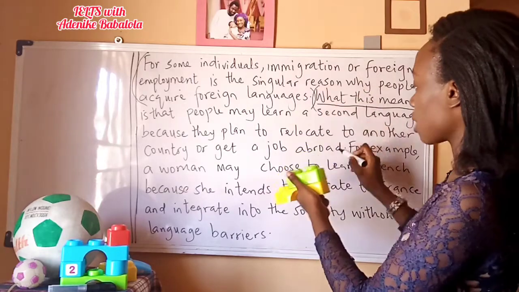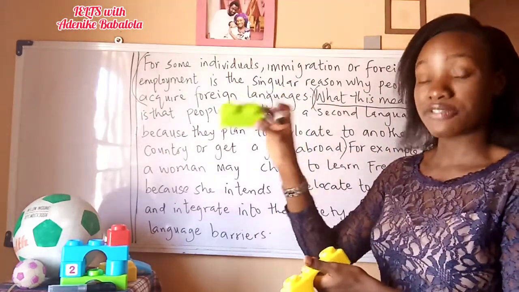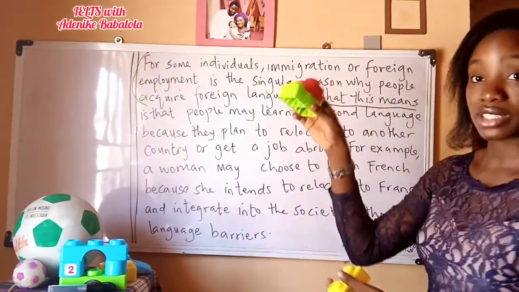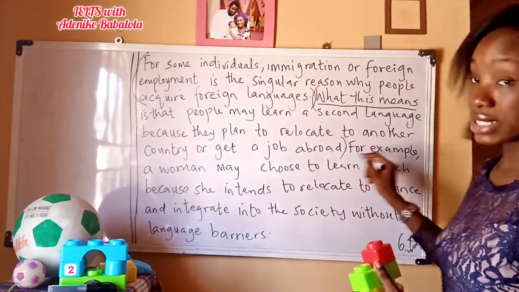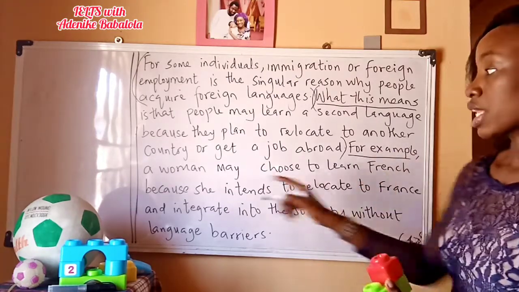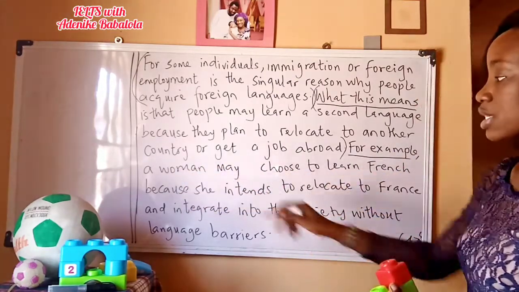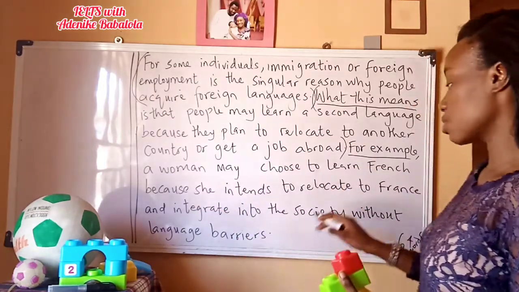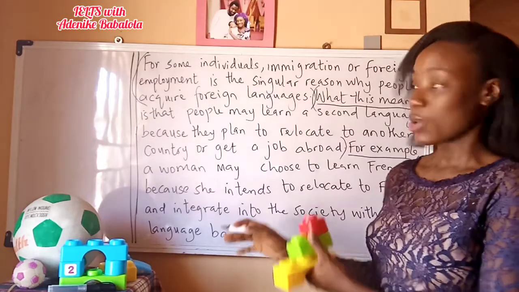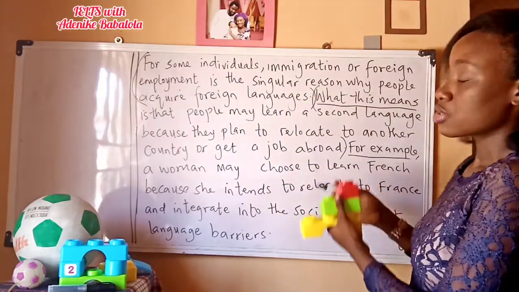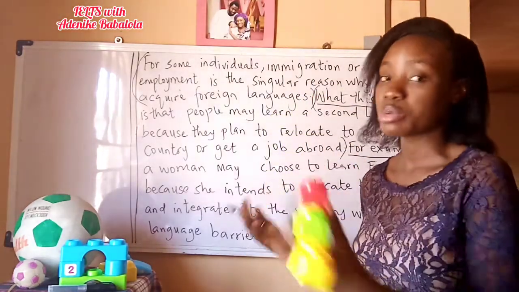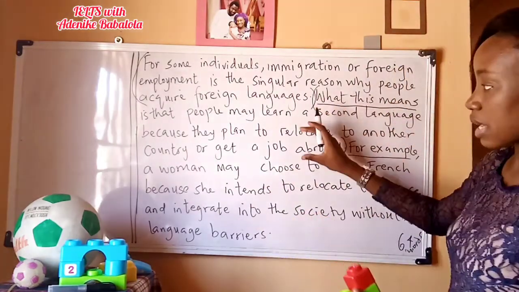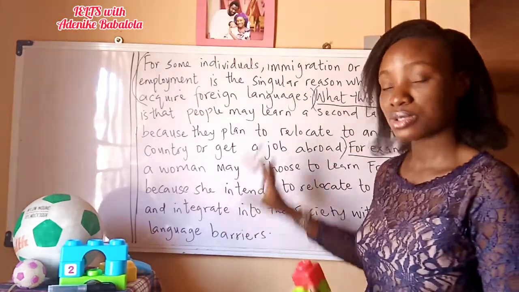This second part now is the part where you've developed your points, okay? So we have done two things. Now, what is the third thing? The third thing is giving you an example, and I've started with, for example, a woman may choose to learn French because she intends to relocate to France and integrate into the society without language barriers. What we're basically saying is, people learn languages to maybe move abroad, whether to stay there or just work there or something like that. Now, I've built that point up and I've given an example to buttress it.